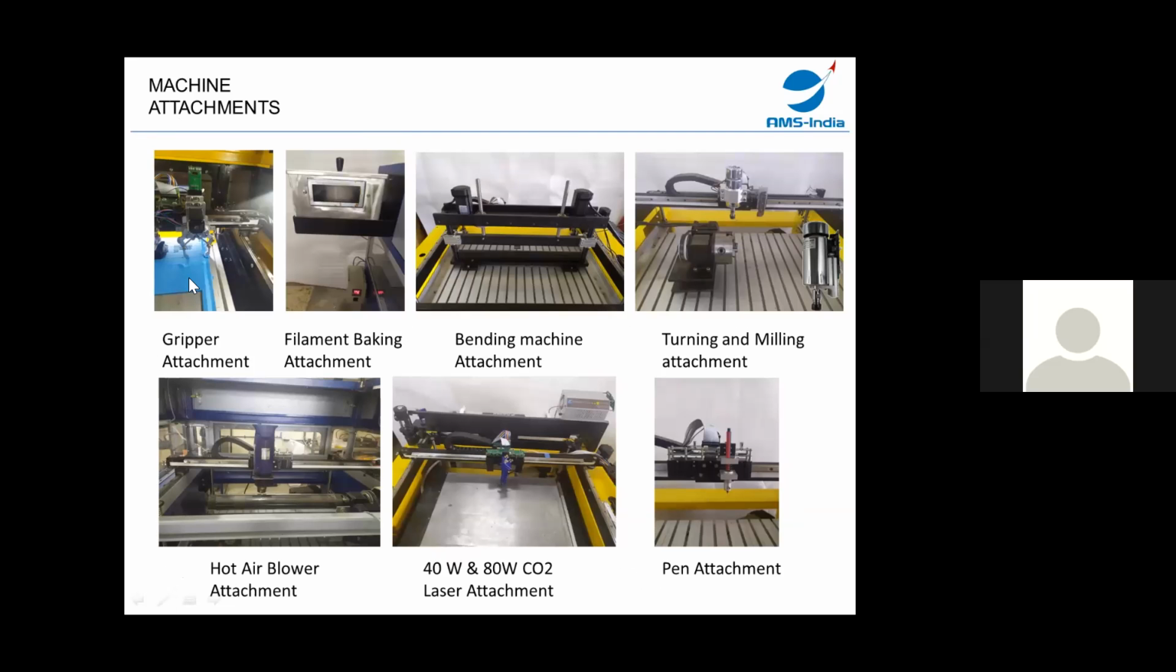We have a gripper attachment for segregation, the filament baking attachment, and the bending attachment. It's got a heater also behind.